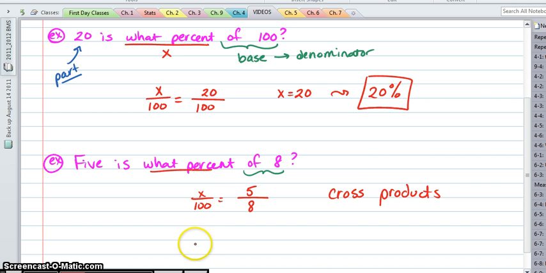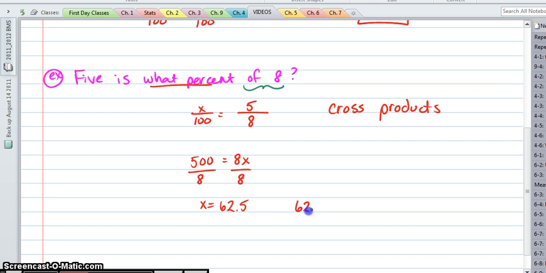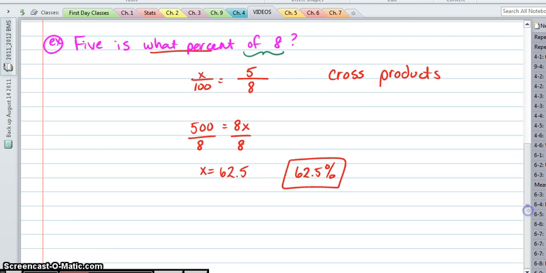So 100 times 5, that would give me 500, and that should equal 8 times x, because again, we are working with a proportion, and in proportions, cross products are equal. So we can set up this equation, we can go ahead and solve. You may use a calculator for time purposes, just go ahead and calculate 500 divided by 8. You should get x equaling 62.5. But again, we're not done yet because the question was what percent, so we need to add our percent sign. So it turns out that if you get a 5 out of 8 on something, it's a 62.5%. Okay. Let's take a look at something a little bit different.